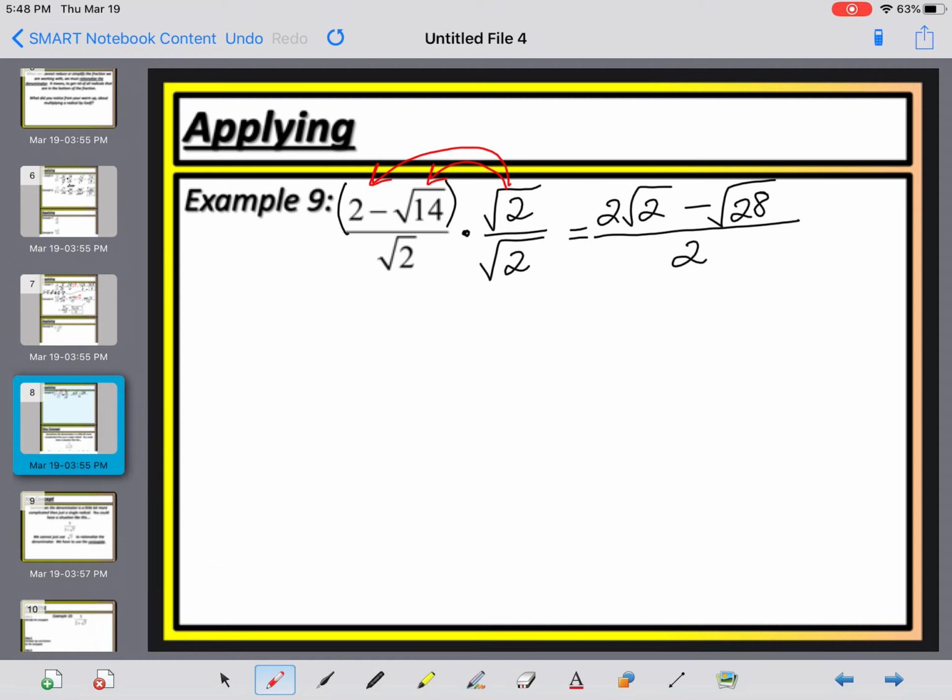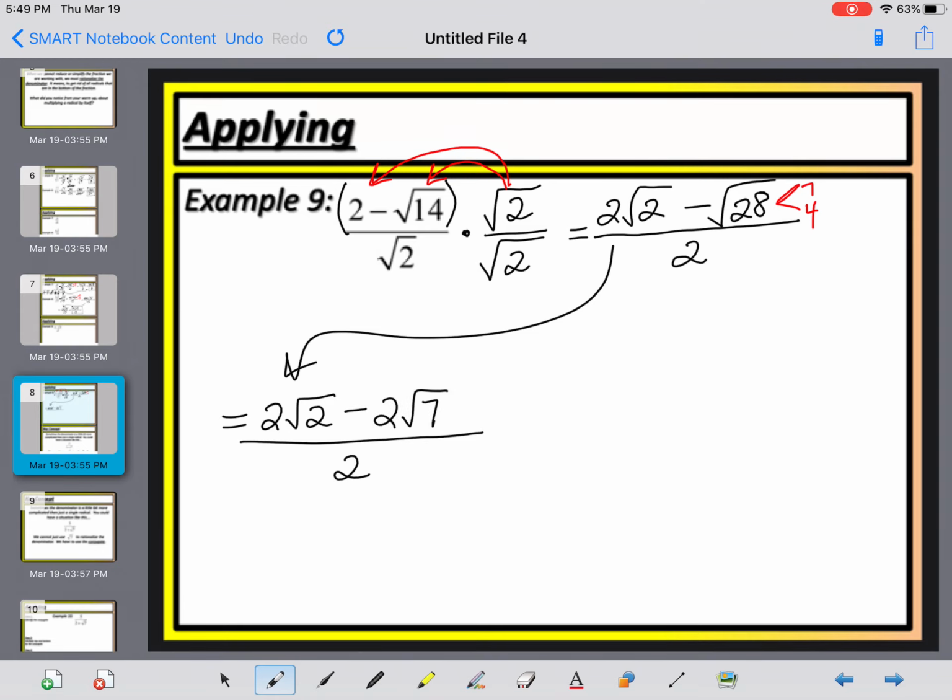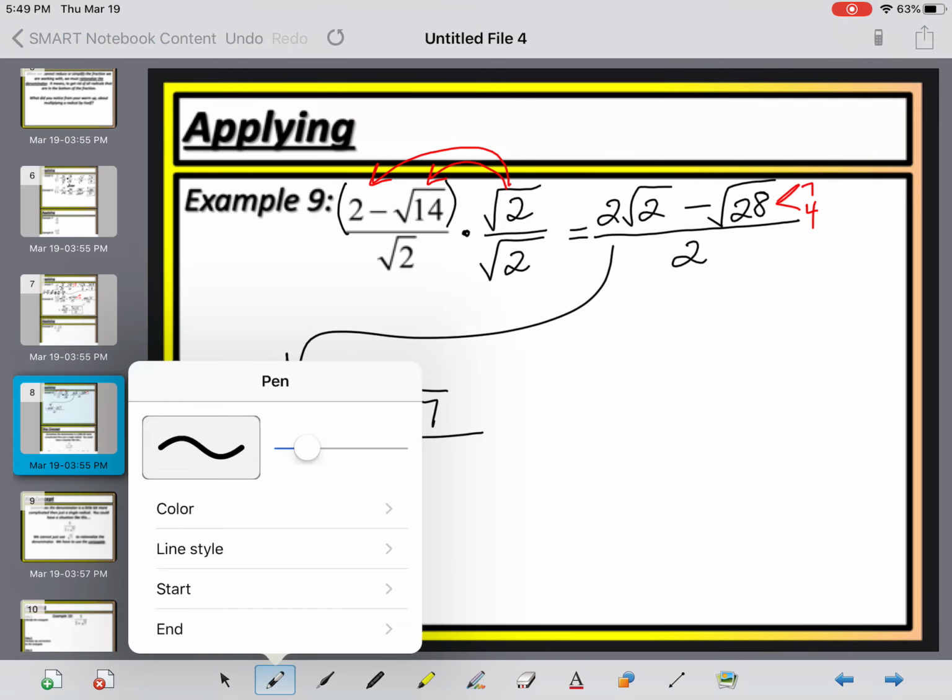So now I want to look at what kind of simplifying can I do here? So 28, what could I do with that? We're going to take 28 and we're going to divide by our perfect squares. Do 7 and 4. Okay. So 2 root 2 minus 2 root 7 over 2.